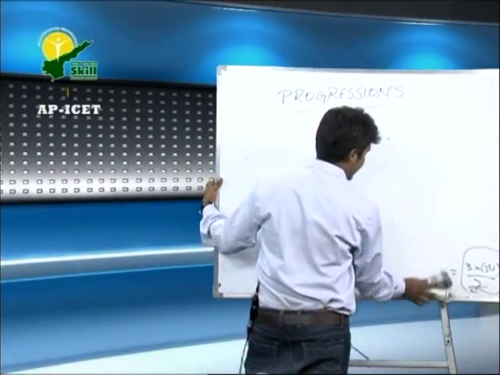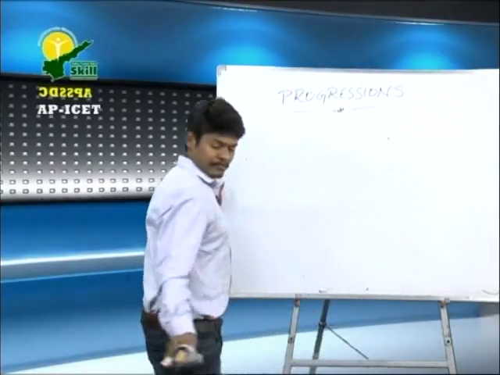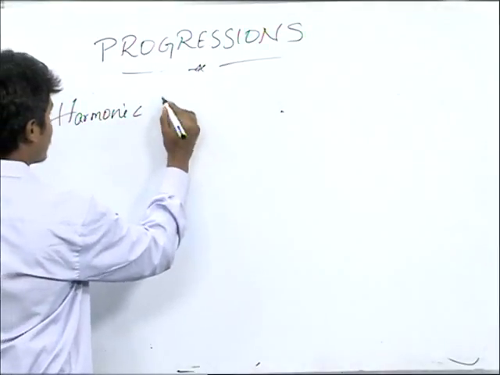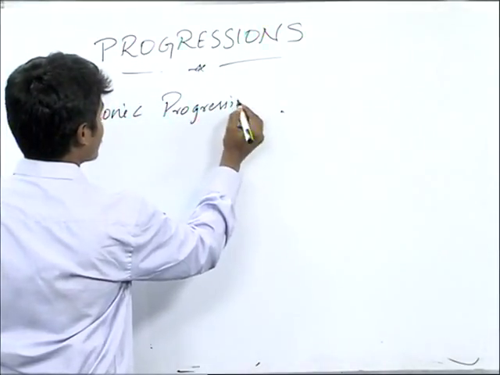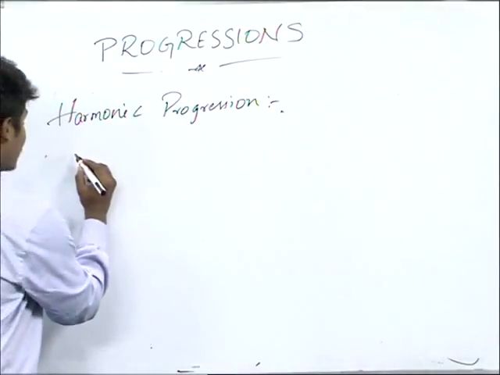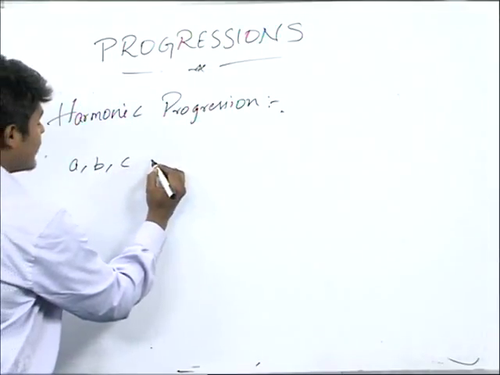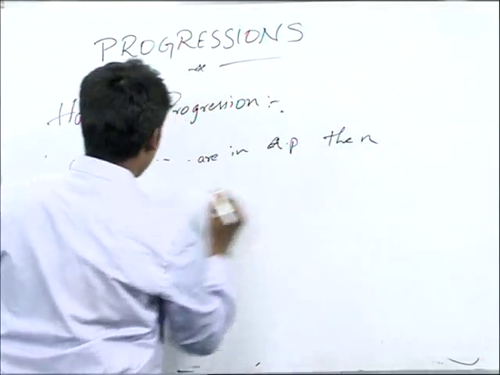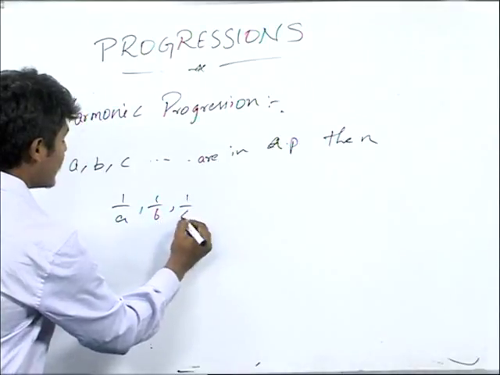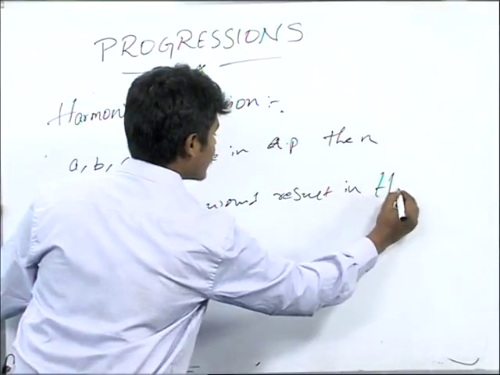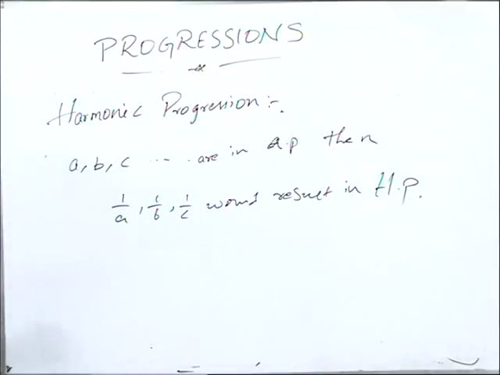Now we would see the example of harmonic progression. Harmonic progression is developed on the basis of arithmetic progression itself. See, if A, B, C are in AP, then 1 by A, 1 by B, 1 by C would result in an HP. How? We can see the example.